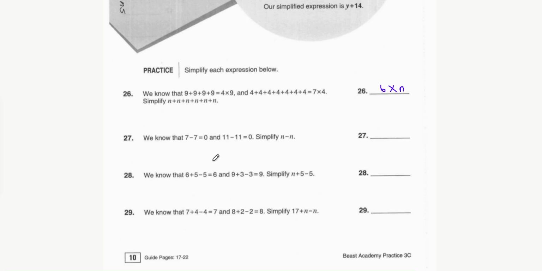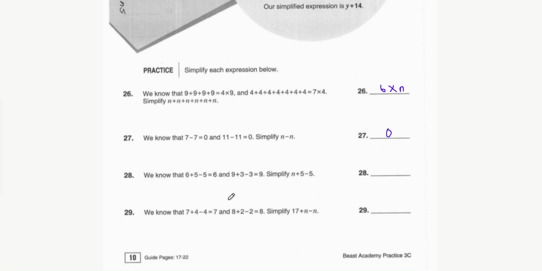Now for 27, we know that 7 minus 7 equals 0 and 11 minus 11 equals 0. Now we have to simplify n minus n. So when you subtract a number from itself, you always get 0. So n minus n simplifies to 0.